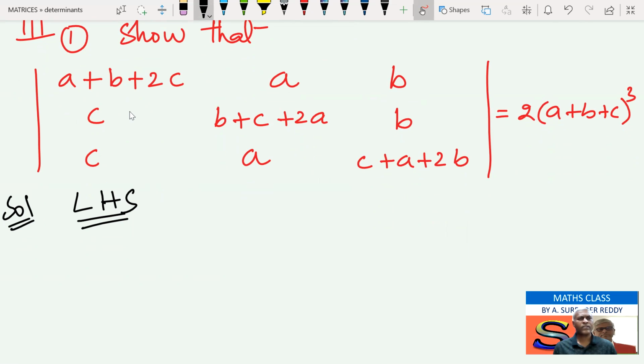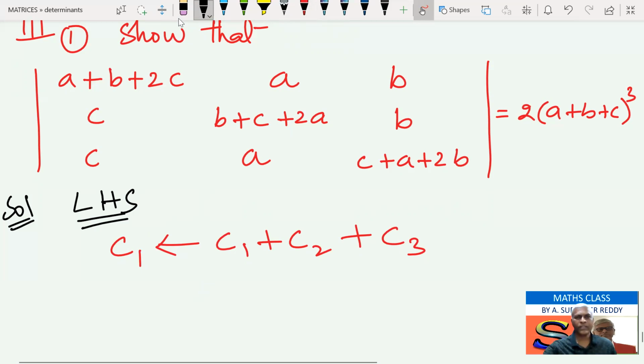and taking the transformations. This is C1, C2, C3. I am changing column transformations here. So I am changing C1 as C1 plus C2 plus C3. Columns transform చేస్తున్నాం. సో ఇప్పుడు ఇవి a plus b plus 2c plus a plus b plus a 2a plus 2b అవుతుంది.